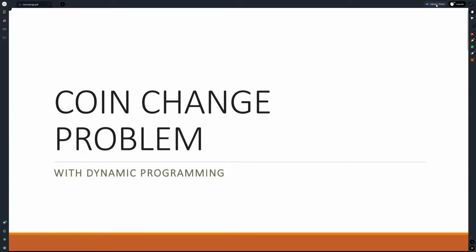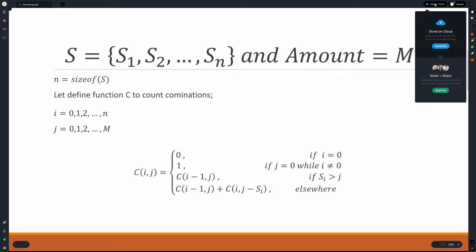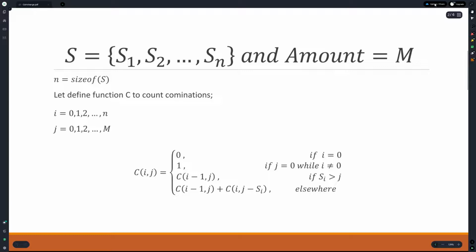Today, I try to explain how to solve the coin change problem with dynamic programming. First of all, what is the problem? The problem is defined as we have a lot of different unit coins, S1, S2. These are different unit coins. And also, we have an amount of money, M. If we try to exchange the amount M with these coins, how many different ways can we do it? How many combinations are there?